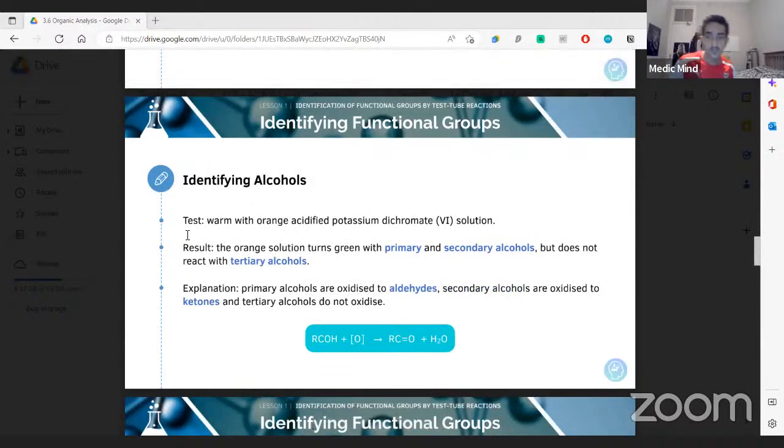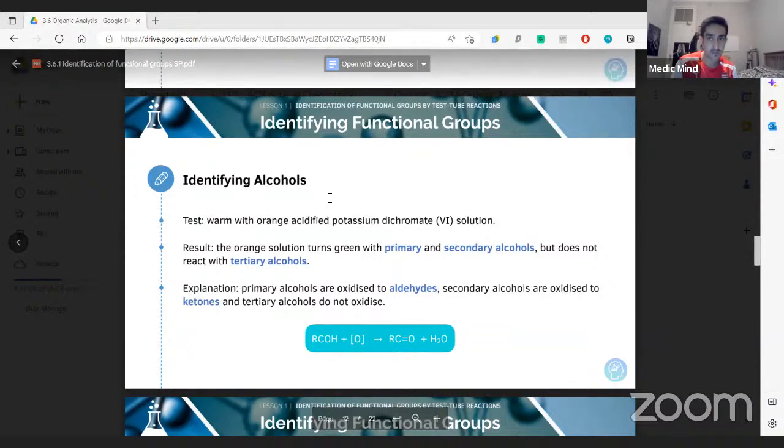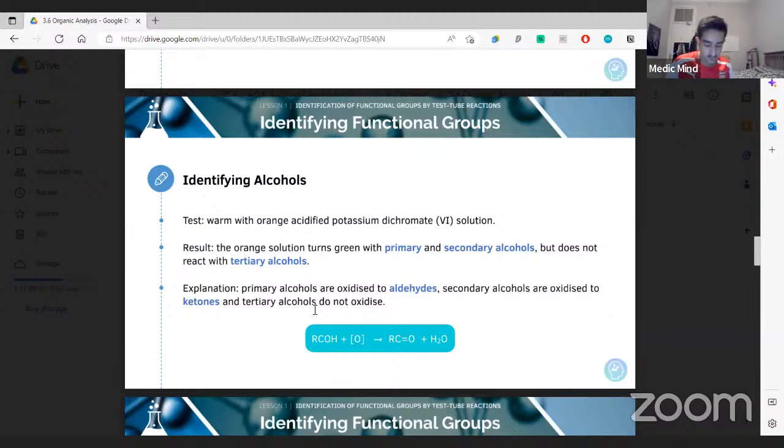Identifying alcohols, you can warm them with acidified potassium dichromate, and this will create an orange to green color change only with primary and secondary alcohols, but does not react with tertiary alcohols. And again, this is because primary alcohols and secondary alcohols both get oxidized, but tertiary alcohols are not oxidized any further. Give me a second to write this down.